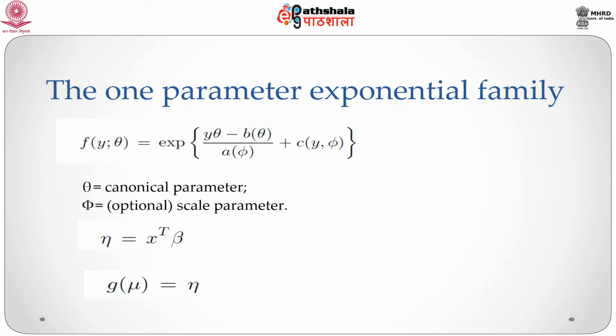For the normal family, however, you will see that theta turns out to be nu, the normal mean, and this is one family in which there is a scale parameter, which is the usual normal variance sigma square that turns out to be A of phi. The gamma family is also a particular case of the one-parameter exponential family, and here you will see that there are two parameters, one being the canonical parameter and one the scale parameter.